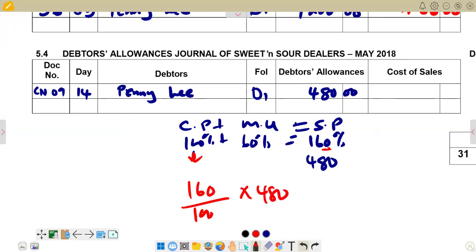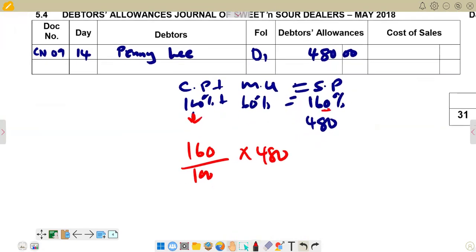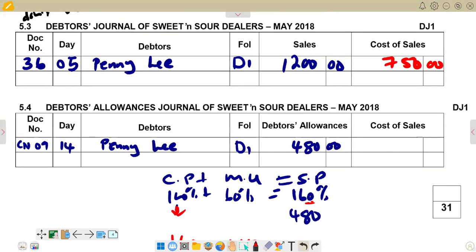If you multiply that and calculate it correctly, you are supposed to get 300. So it means our cost of sales of the goods that have been sold is 300. This is the amount that we are going to put in the cost of sales column. So 300 here. Remember, we know nothing else here, so our cost of sales is 300 rands only.